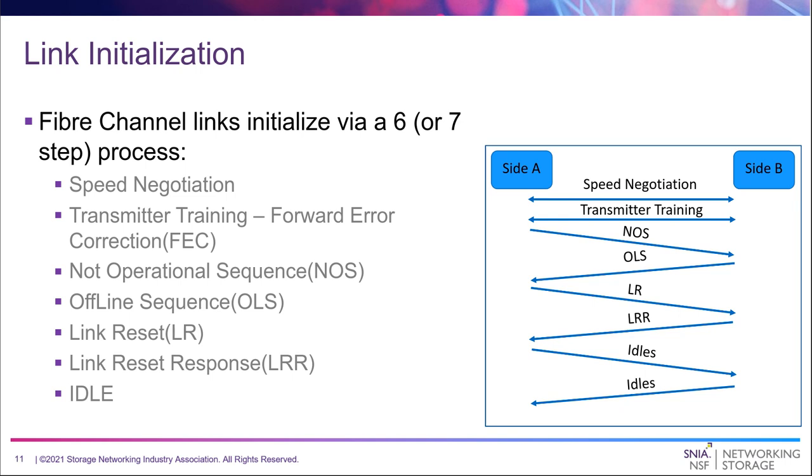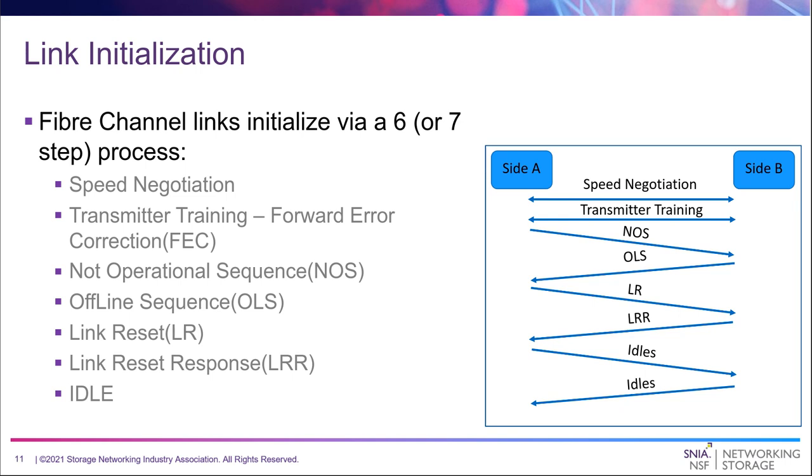So forward error correction is an overhead that you're going to see in many networks, not just in Fibre Channel. As speeds go up and transmission rates go up, you're going to see this forward error correction in place as part of the data integrity level. And so there is an overhead associated with this, but basically it helps with the integrity of the transfer.